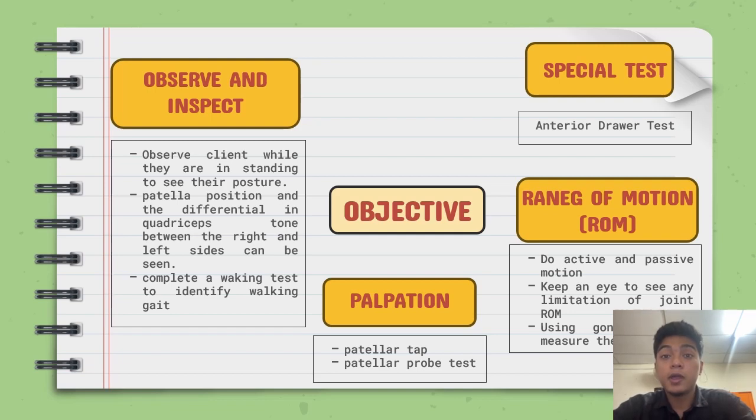Other than that, for any ligament injury, usually the specialist will perform a certain type of special test to confirm the injury, either positive or negative. For this injury, the test we will conduct is an anterior drawer test to check for an axial injury.